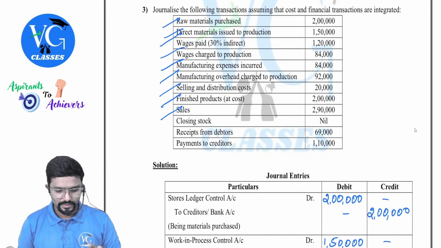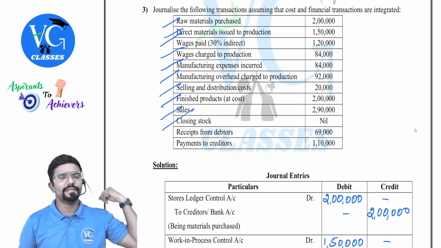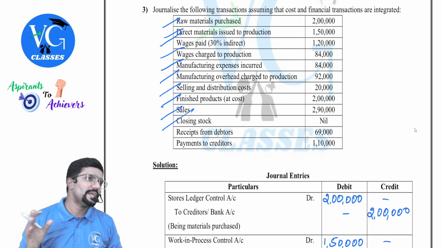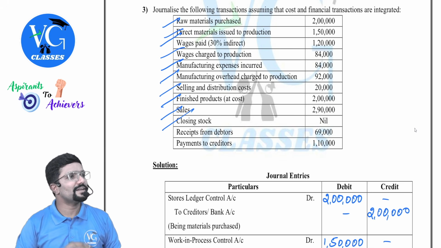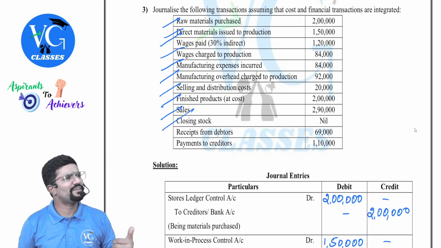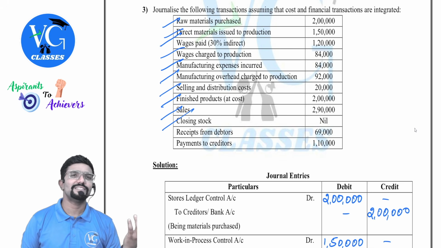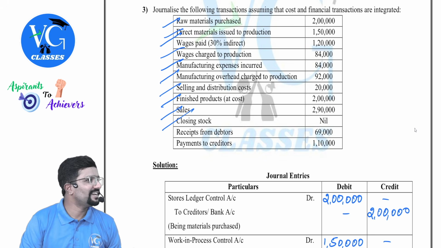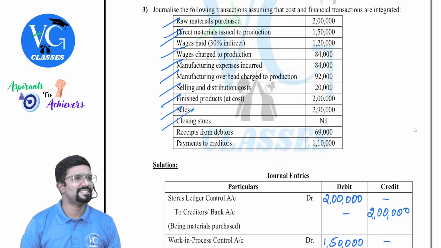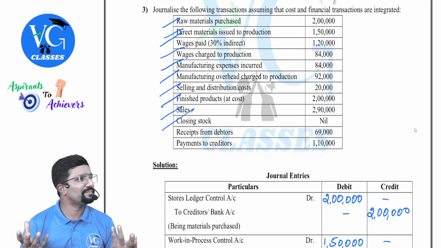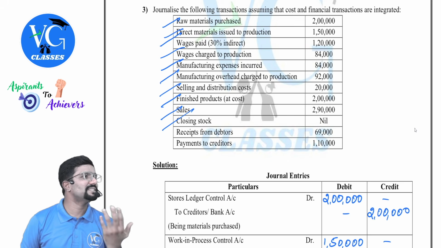Next, closing stock nil is there, so no entry for it. Next, received from debtors 69,000. If this transaction is there under non-integrated, what is the entry we will pass? Normally they don't give this transaction, but still if they give, the entry is general ledger to general ledger. We normally don't pass this entry because debit and credit are the same. Correct. But the entry is actually bank to debtors, and both are replaced by the same account.